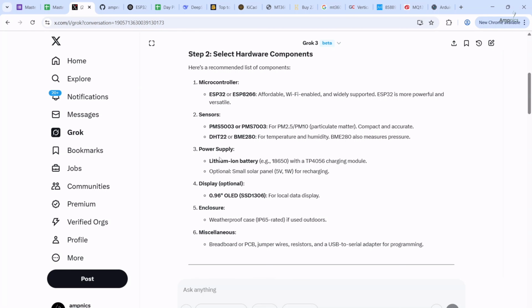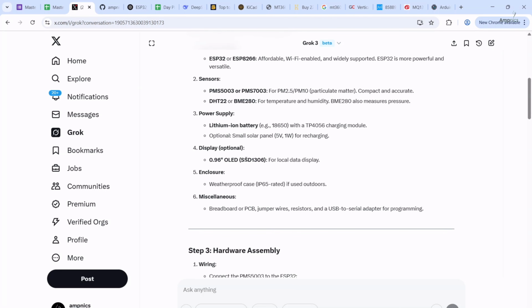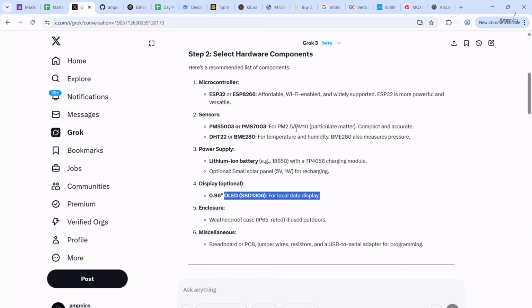And for power supply, a lithium-ion 18650 battery with a TP4056 charging module, and an optional small solar panel for recharging. Actually, this is a great suggestion. Then we have the OLED display. It is optional, but we will definitely use it for real-time monitoring. Okay, and an IP65 rated enclosure. As you can see, it is suggesting most of the components, but still a few components are missing.